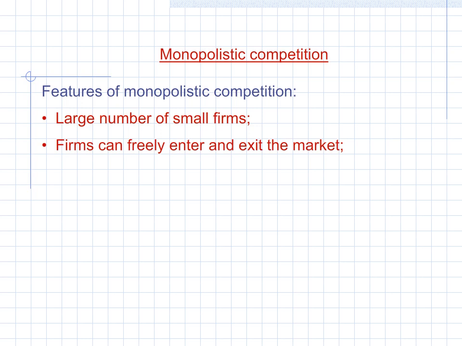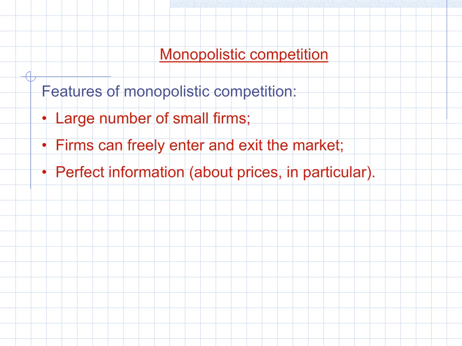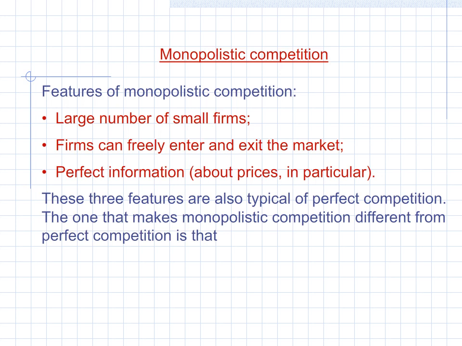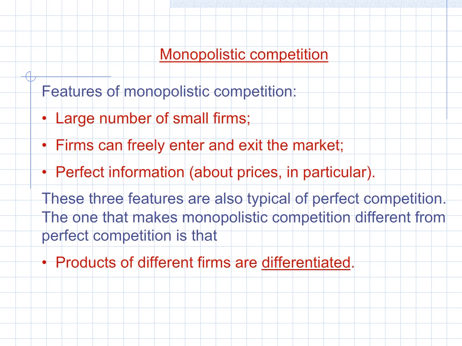Firms can freely enter and exit the market, and the information about prices and specifics of the product is easily available. However, there is one feature in which the used car market, or any other market that falls under the definition of monopolistic competition, is very different from perfect competition. It is that the products of different firms are different. Everyone knows that there are different kinds of used cars. They differ by the make, the year, the mileage, the number of doors, color, whatnot. The same goes for any other monopolistically competitive market.